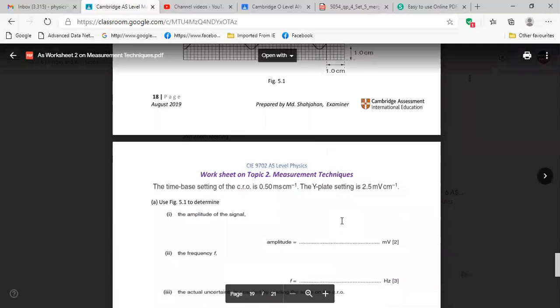So how will we do it? Our Y plate setting is 2.5 millivolt per centimeter. Then for 2.2 centimeters, how much does it come to? Check. Then we write here 2.2 centimeter multiplied by 2.5 millivolt per centimeter, right? Yes, sir. So centimeter will be cancelled. Then what is the value coming? Answer?